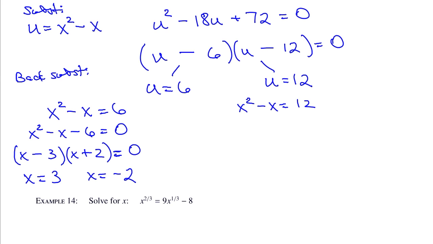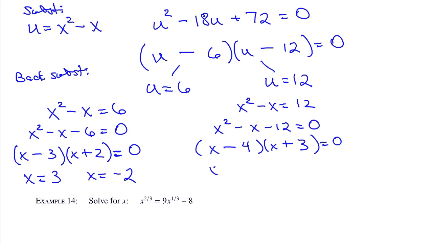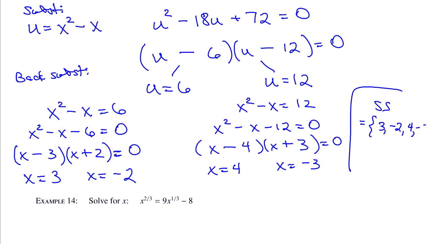And then the same thing on the right side. We have x squared minus x minus 12 equals 0. I can factor this. So we have x and x, and 4 and 3. We need the 4 to be negative. We solve that, we get x equals 4 and x equals negative 3. So the solution set here is 3, negative 2, 4, and negative 3.